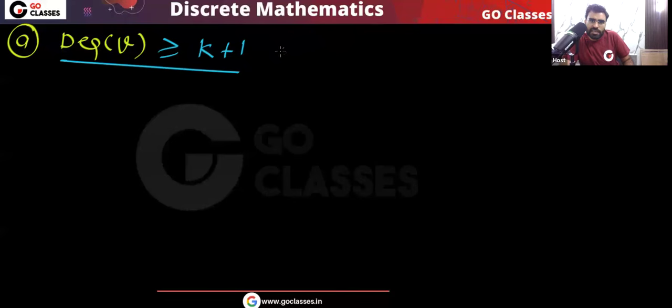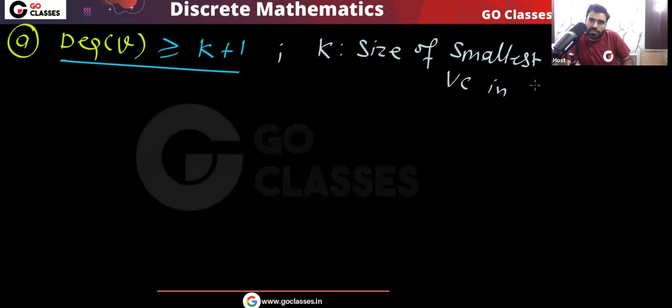Okay, and remember what is K here? This is the size of the smallest vertex cover in graph G. And option A is saying that the degree of V is greater than or equal to K plus 1.